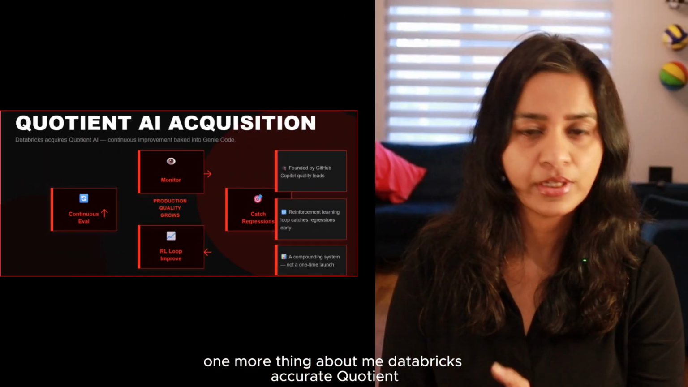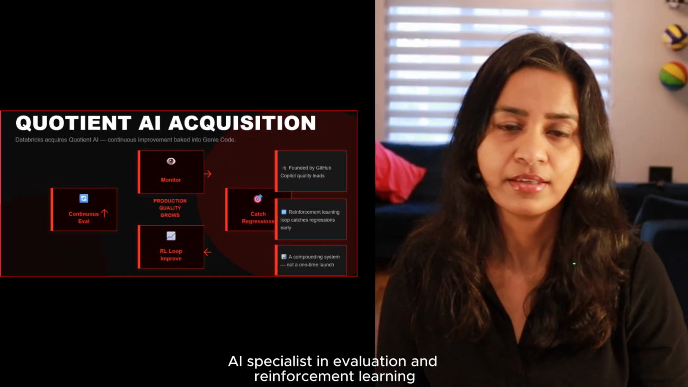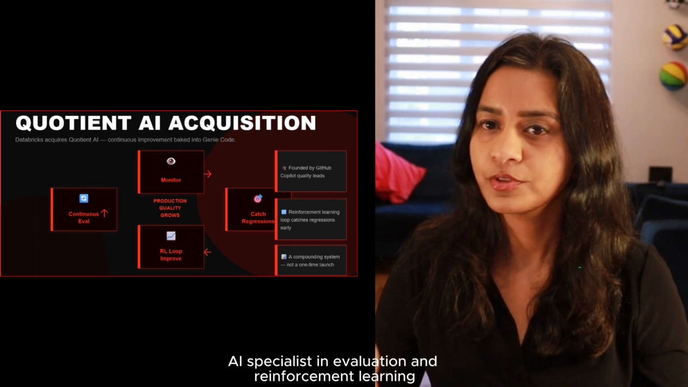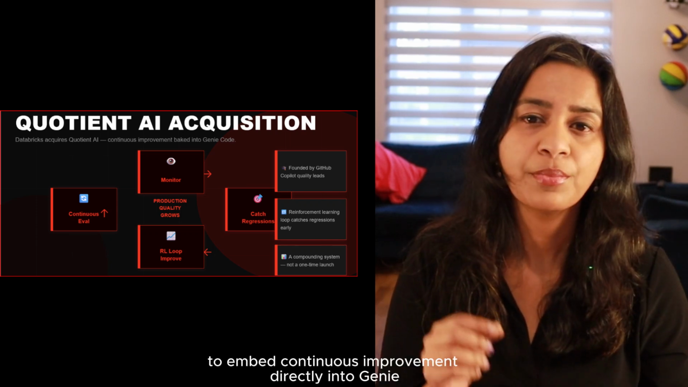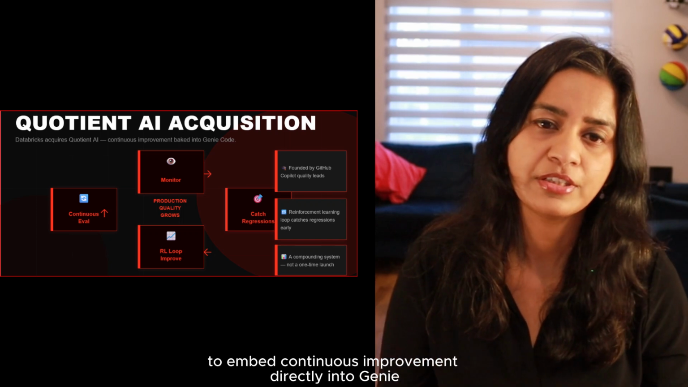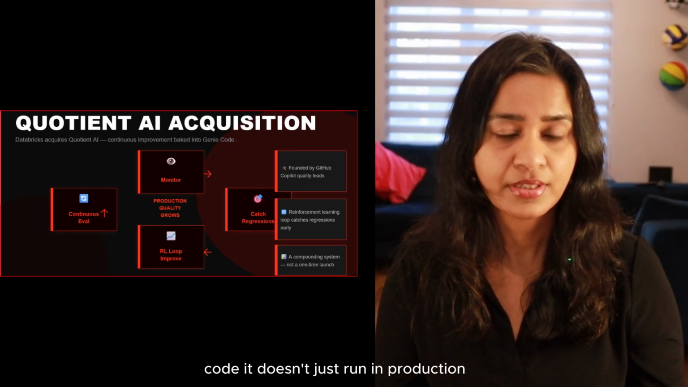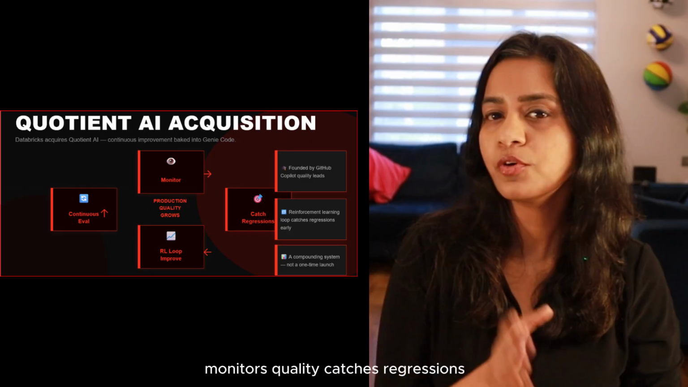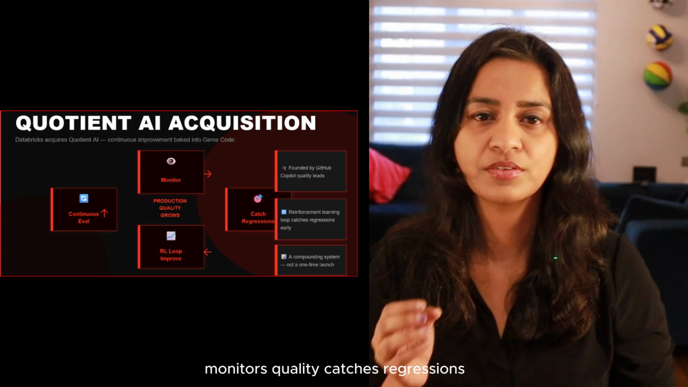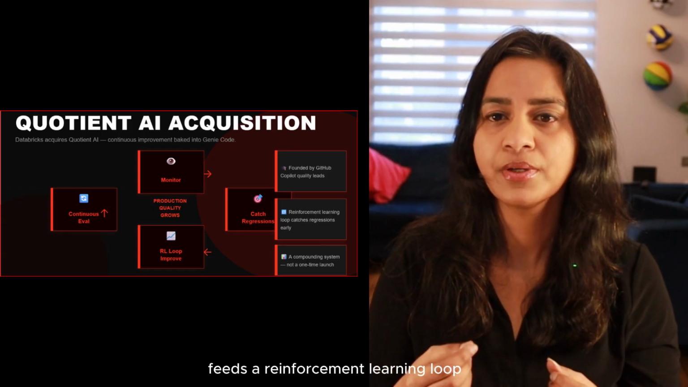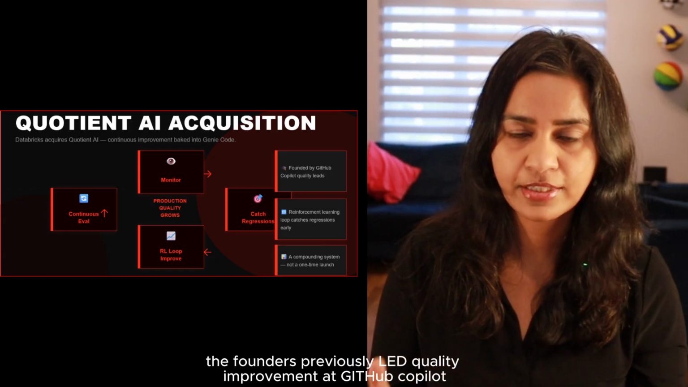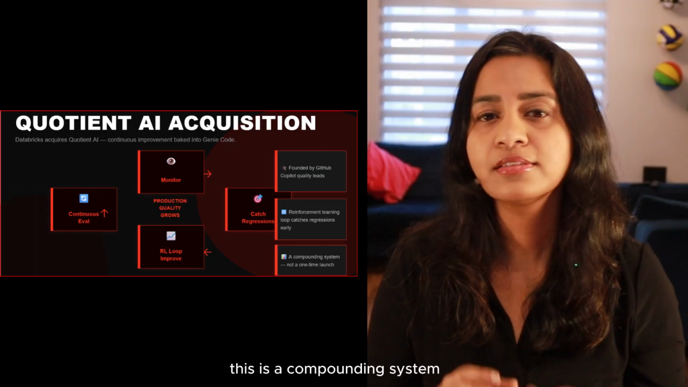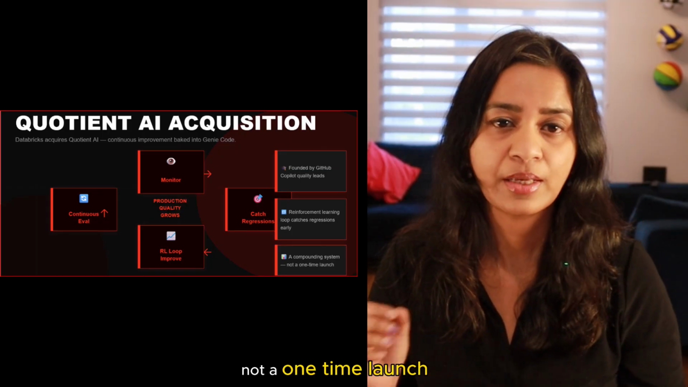One more thing worth knowing, Databricks acquired Quotient AI, specialists in evaluation and reinforcement learning for AI agents, to embed continuous improvement directly into Genie Code. It doesn't just run in production, it gets better in production. It monitors quality, catches regressions, and feeds a reinforcement learning loop. The founders previously led quality improvement at GitHub Copilot. This is a compounding system, not a one-time launch.